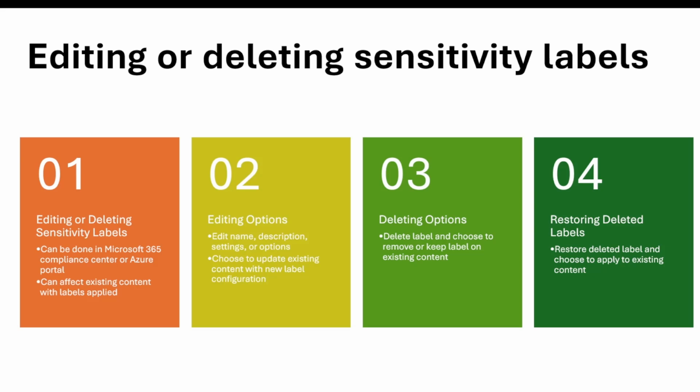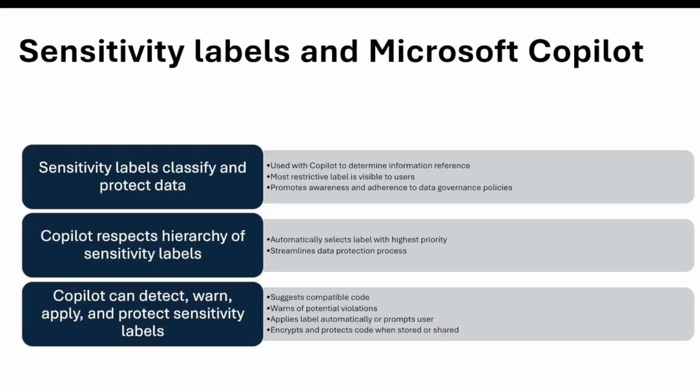Also, you can delete a sensitivity label and choose whether to remove the label from existing content or keep the label and its protection settings on the existing content. And then you can restore even a label that has been deleted and choose whether to apply the label to the existing content that had the label before the deletion. So how do sensitivity labels work with other kinds of Microsoft solutions?